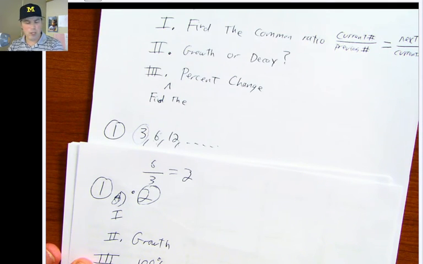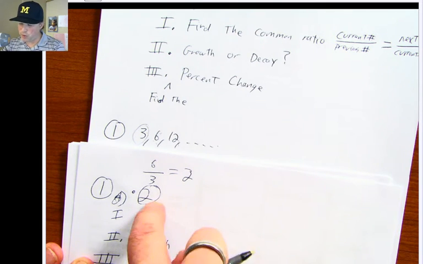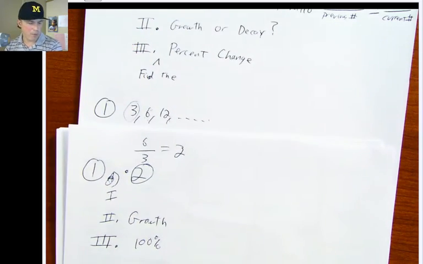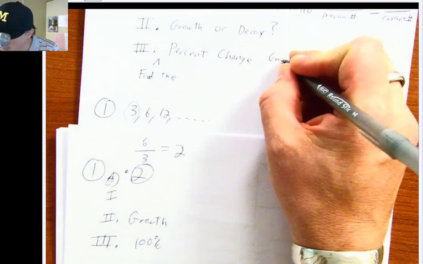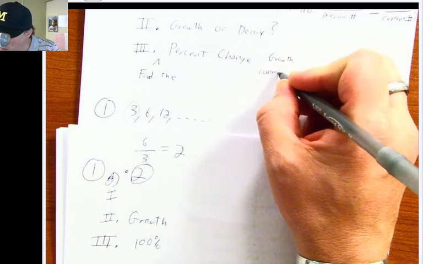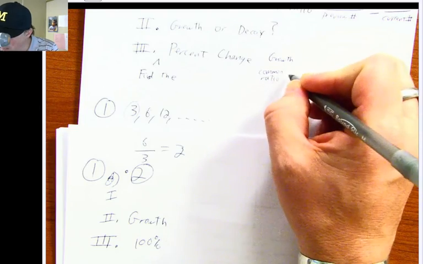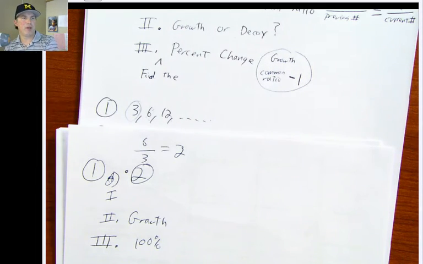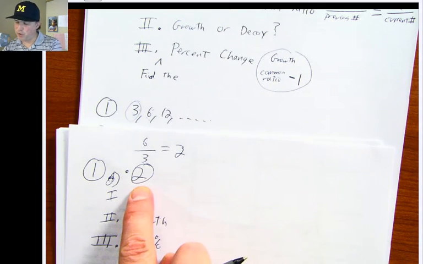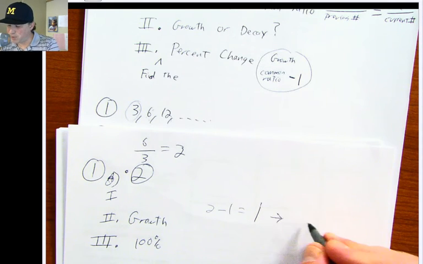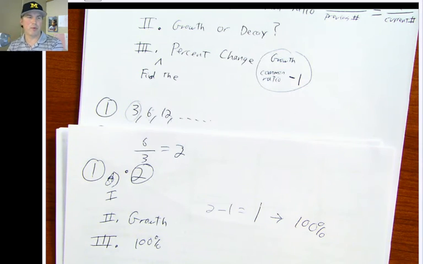But how could you use our common ratio and percents to figure out your percent change? What I'm going to teach you is this: if it's a growth, you could find this out by going the common ratio minus 1, and then answering as a percent. So in this case, the common ratio is 2. 2 minus 1 is 1, and then 1 as a percent is 100%.